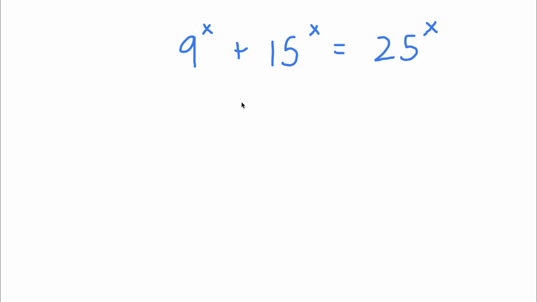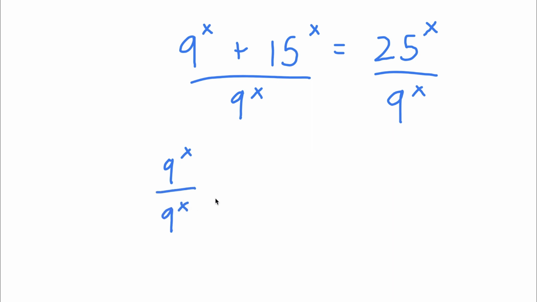Alright, so in this problem, I have 9 to the power of x plus 15 to the power of x is equal to 25 to the power of x. To solve this problem, I'm going to first divide both sides by 9 to the power of x. So now I have 9 to the power of x over 9 to the power of x plus 15 to the power of x over 9 to the power of x plus 25 to the power of x over 9 to the power of x.